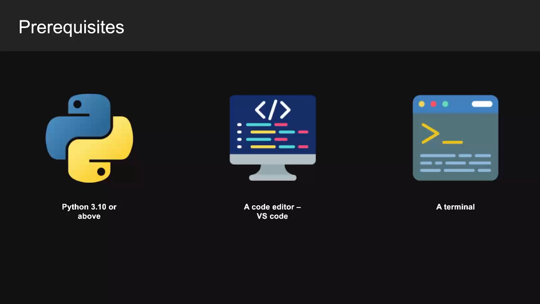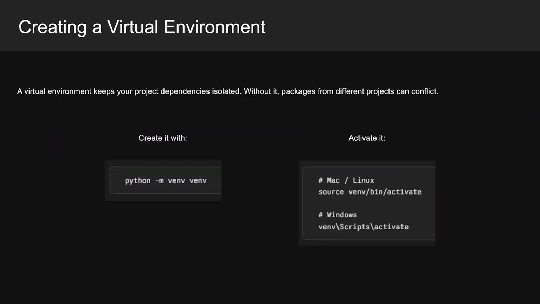That's all you need before we move on. Now, the first thing we do is create a virtual environment. Think of it as a clean, isolated space for your project packages. Without it, if you install FastAPI for this project, it shares the space with every other Python project on your machine, and that causes conflicts down the line.